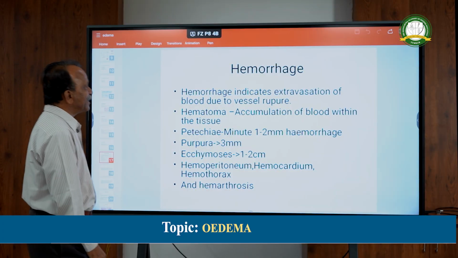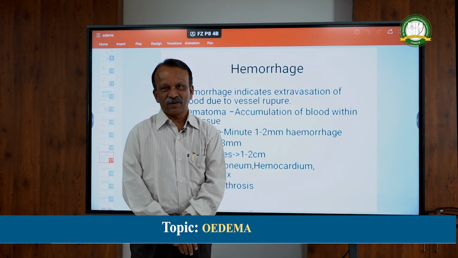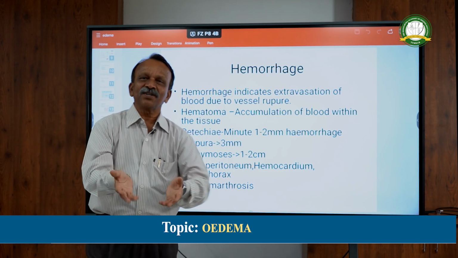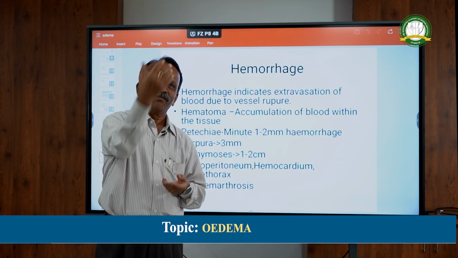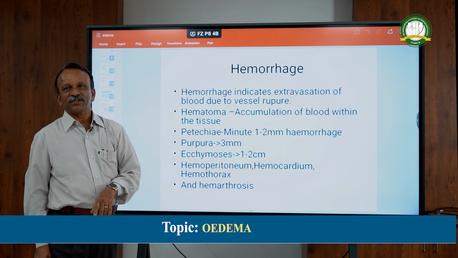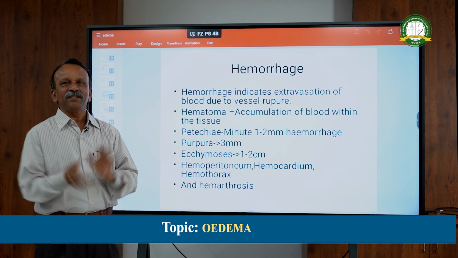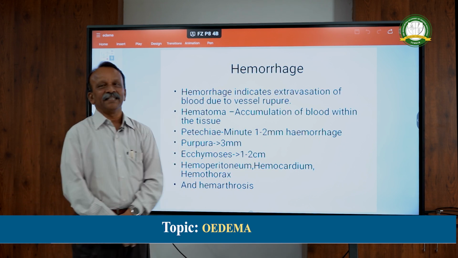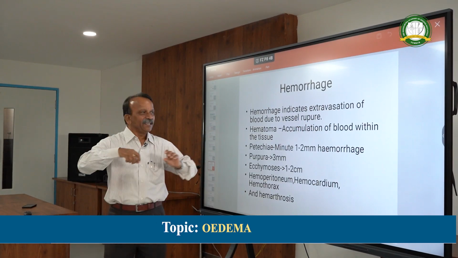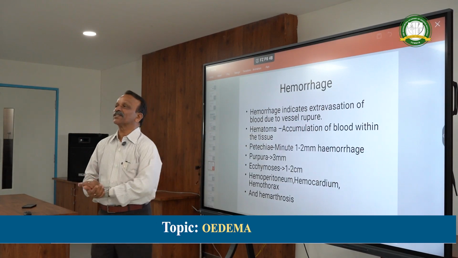So coming to the next one, what is hemorrhage? Hemorrhage is nothing but the extravasation of the blood. So presence of blood outside the blood vessels, we call it a hemorrhage. Maybe any rupture of the blood vessels can result in hemorrhage. If there is accumulation of the blood anywhere in the tissue, that is called hematoma.